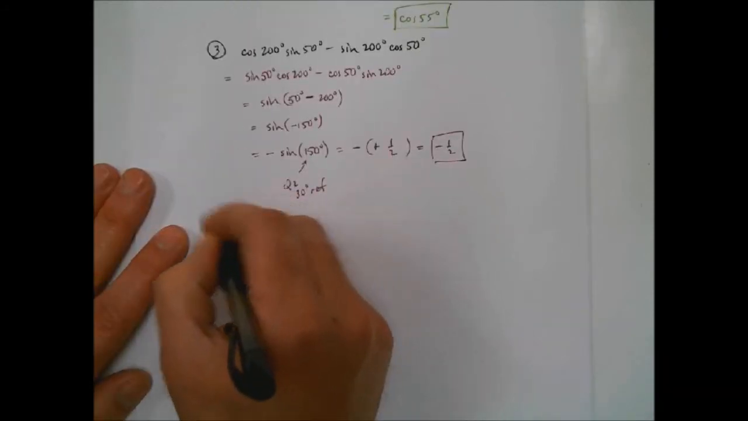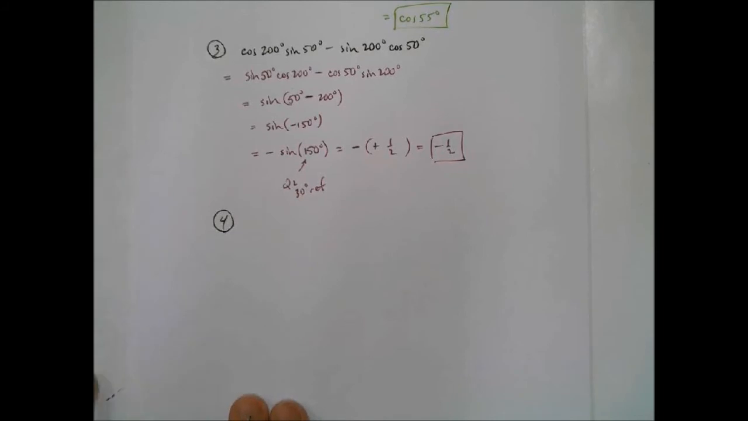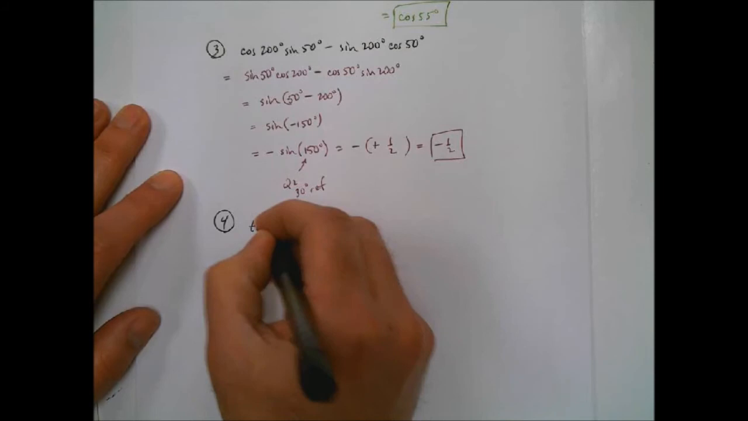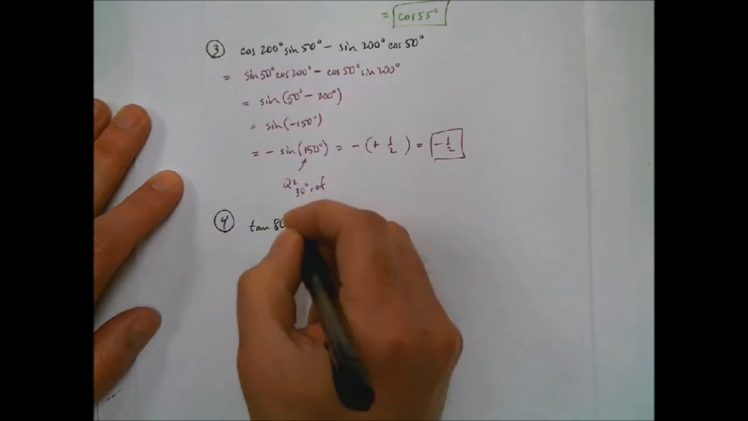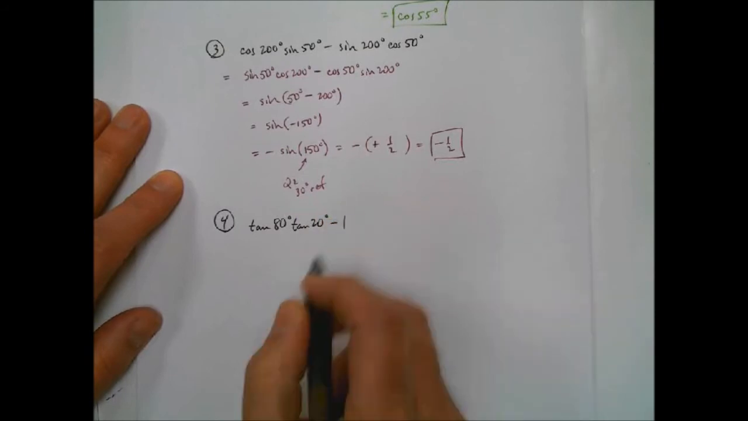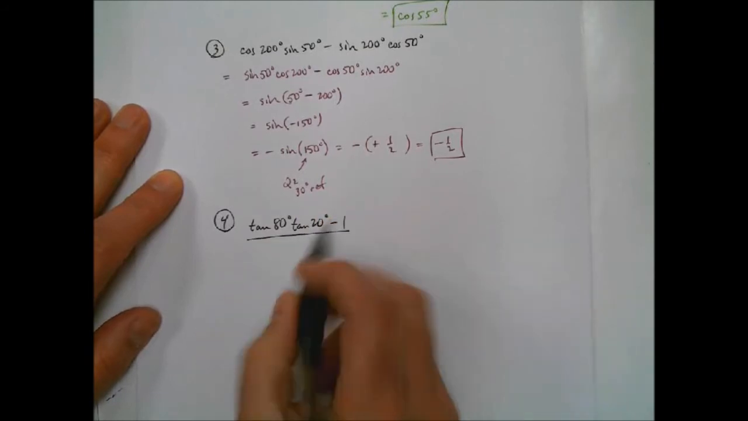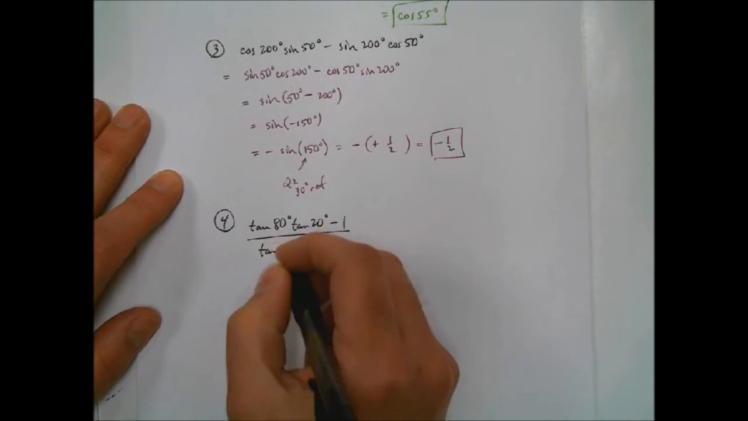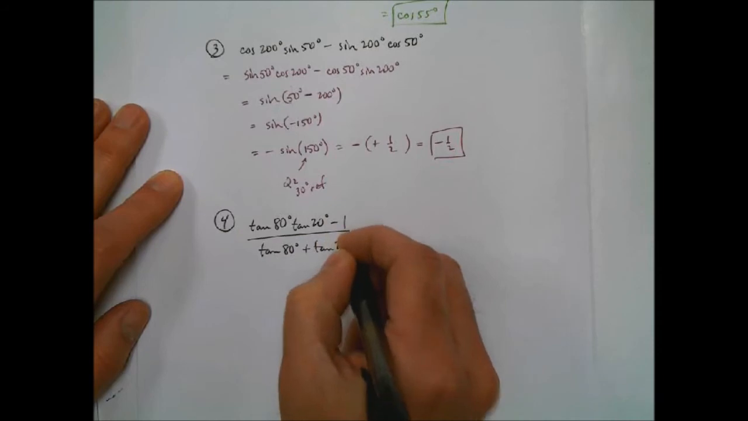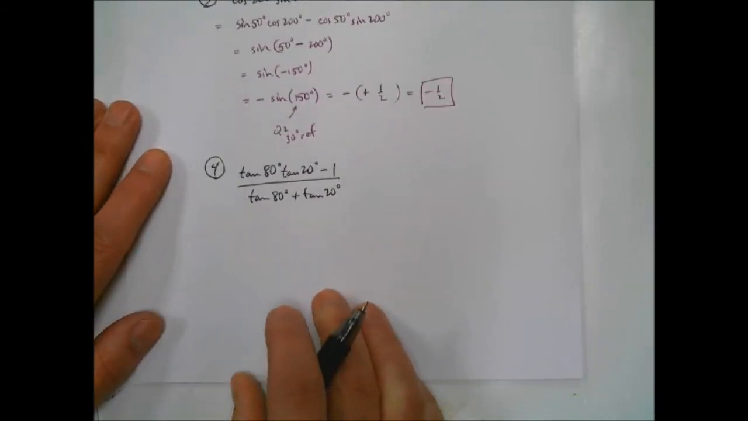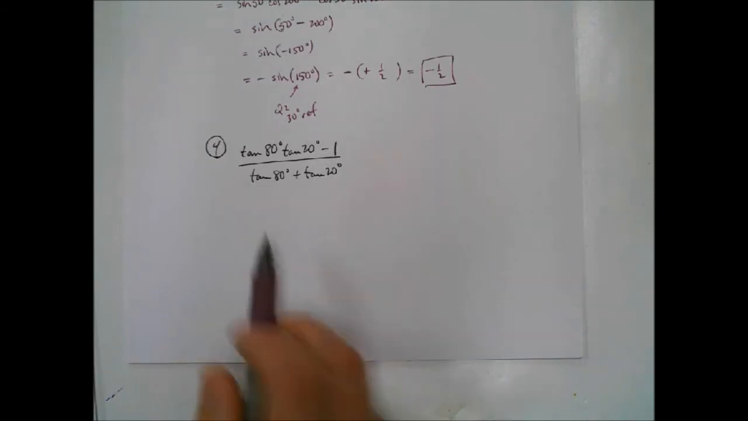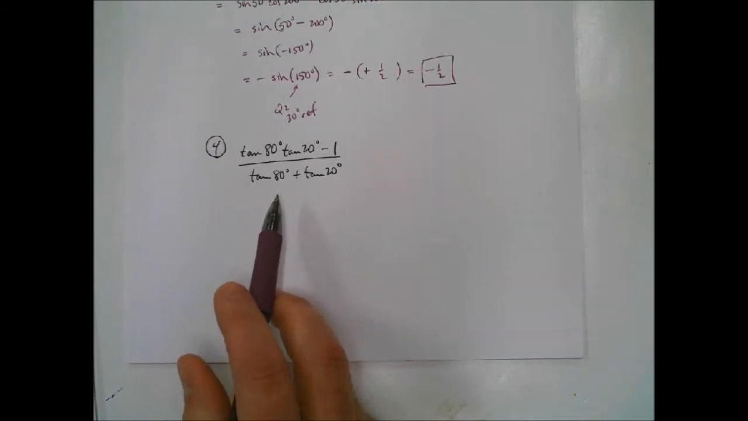Number 4. Okay, so number 4, we've got tangent 80 degrees times tangent 20 degrees minus 1 over tangent 80 degrees plus tangent 20 degrees. Okay, so kind of reminds us of the tangent formula, only it's flipped, right?